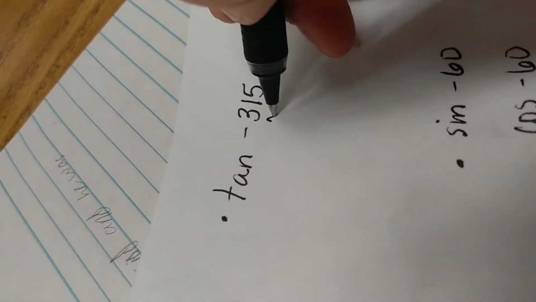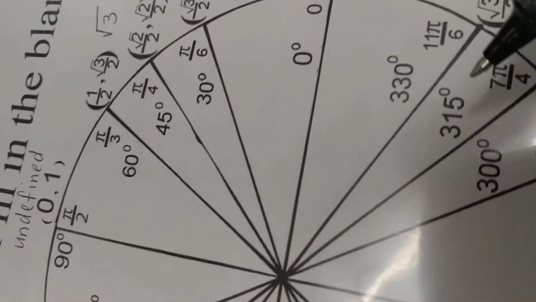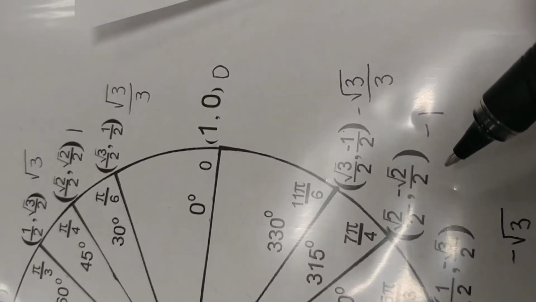Same thing here. Tangent of negative 315, you're going to go to 315. Tangent is the one on the outside. It is a negative 1. But because this says negative, I'm going to change it to a positive 1. Whatever the answer is, you're changing the sign.